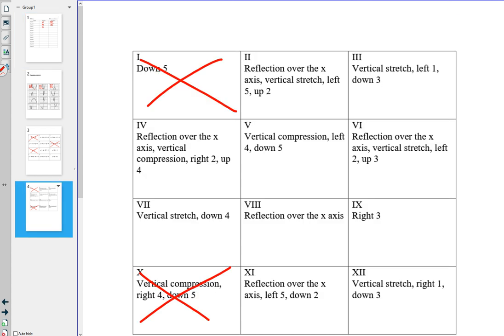And how about for the description? We reflect it over the x-axis, yep, and that's it.